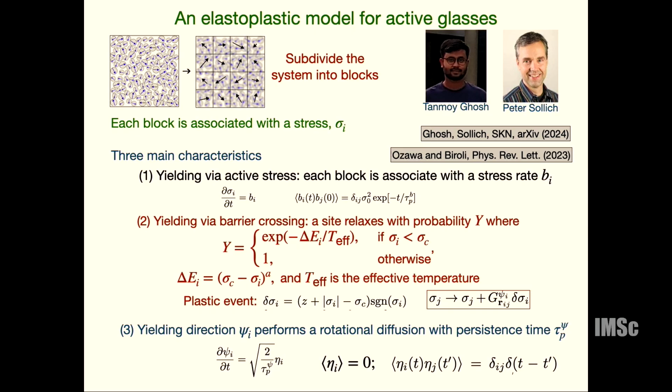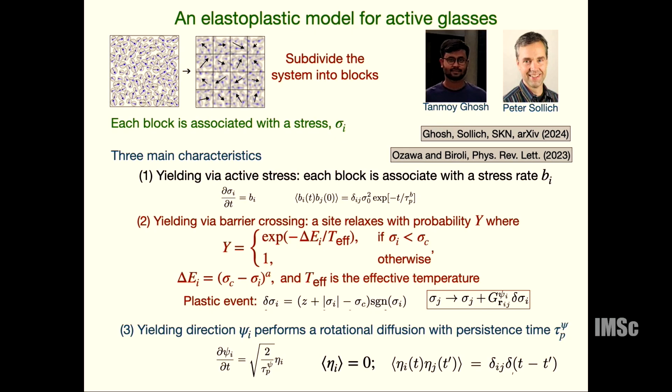Here we subdivide the system into different blocks. Each block is associated with a stress sigma_i. The main characteristic of the activity is the following: each of the blocks has a stress, but we also associate a stress rate which is active. This has an exponential correlation function with a persistence time tau_p, and then there is the yielding via barrier crossing. So a site relaxes with a probability y in this type of scenario.